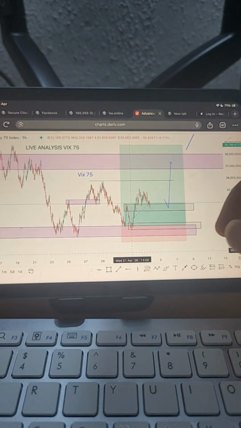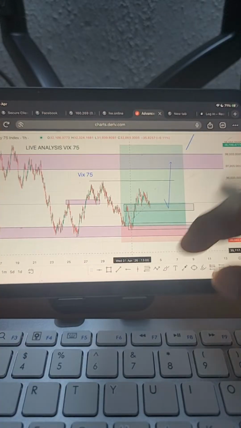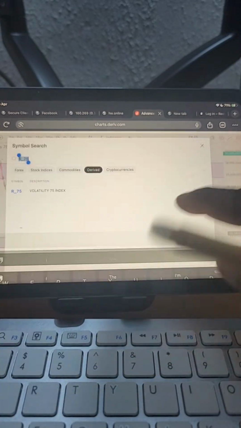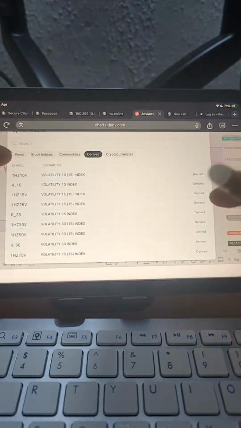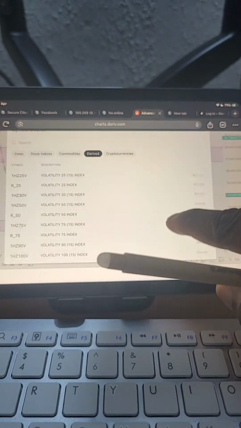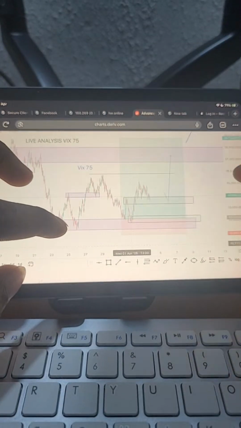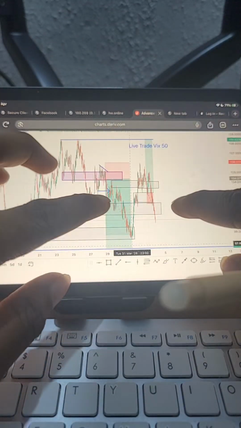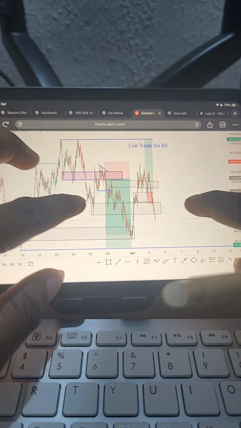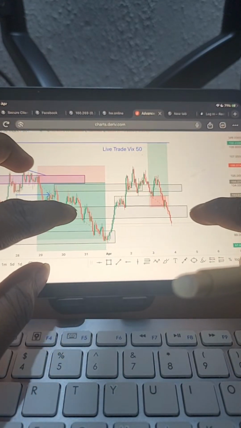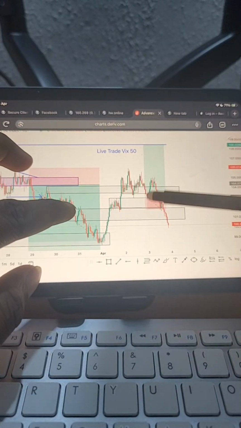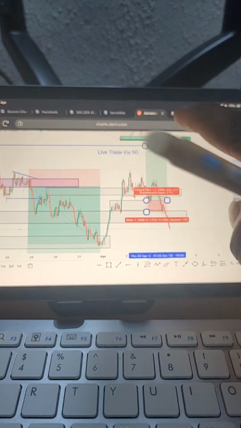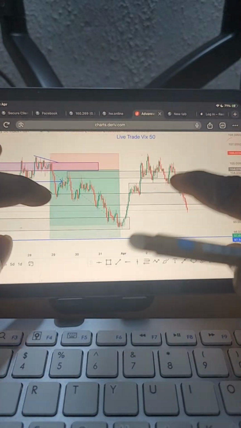So let me now show you what is currently happening on other assets that I'm active on. This is the volatility 50 index. Eventually this zone was liquidated, so this setup is invalid.